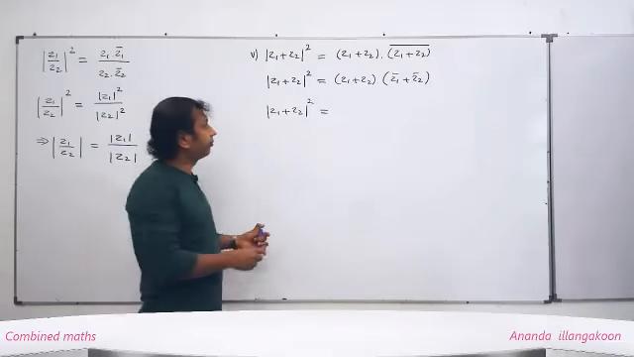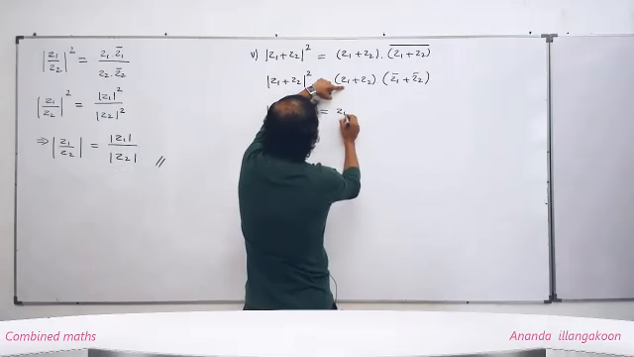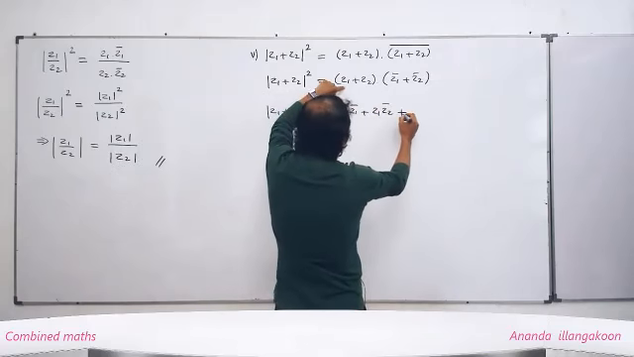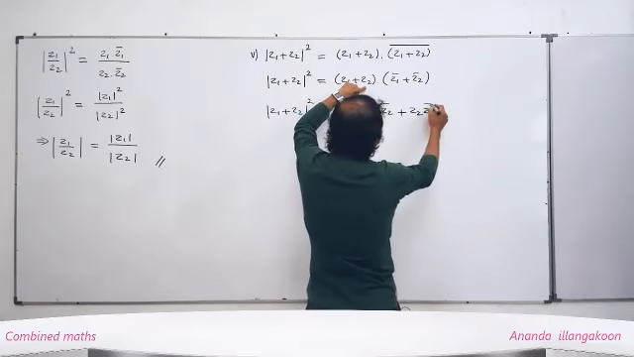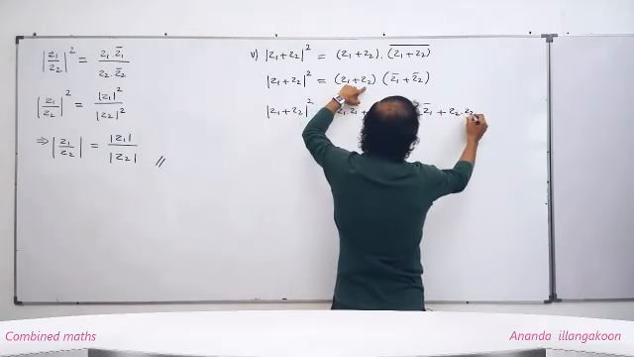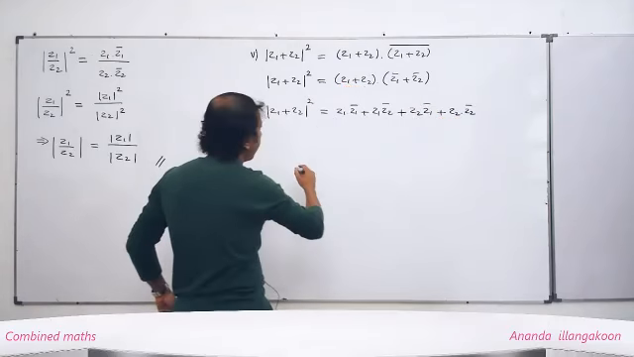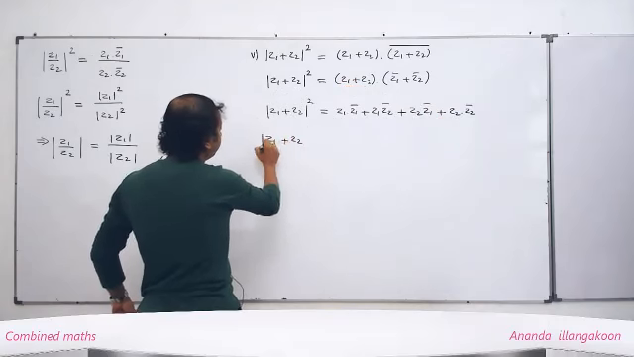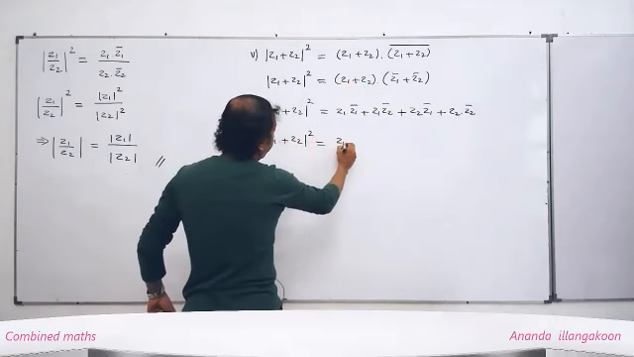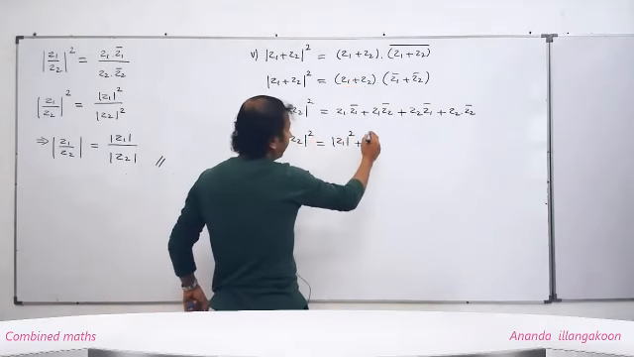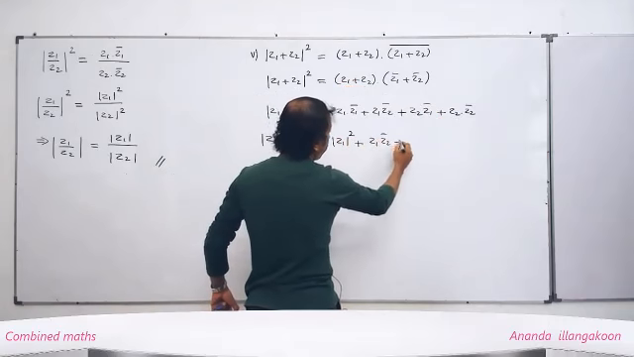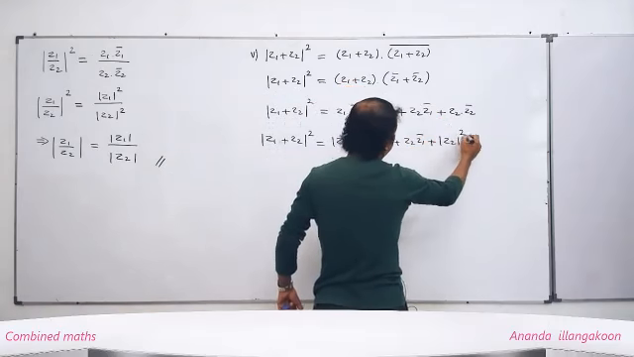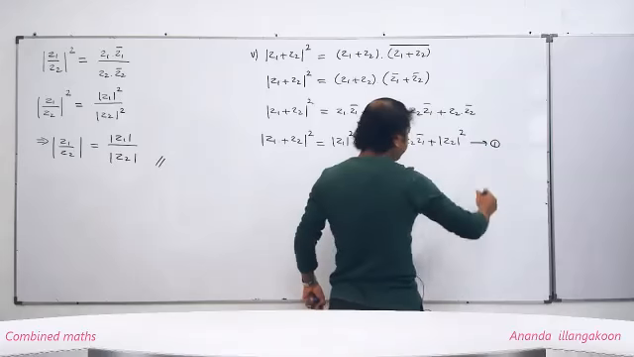Now what do you get there? Z1 Z1 bar, Z1 Z2 bar, Z2 Z1 bar, Z2 Z2 bar. Modulus z1 squared here, modulus z2 squared. Take this as number 1.